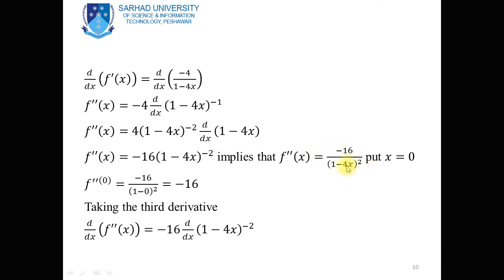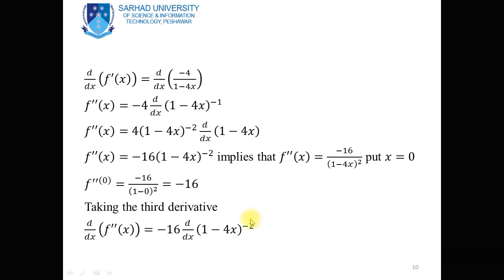Now putting x equal to 0 in this result, we obtain the second order derivative of the function at x equal to 0, which is equal to minus 16 divided by 1 minus 0 whole square, which is equal to minus 16. Now for the third order derivative, taking again the derivative of this second order derivative with respect to x, we will obtain the third order derivative. For the third order derivative, we can write the obtained result of the second order derivative as minus 16 into 1 minus 4x whole power minus 2.